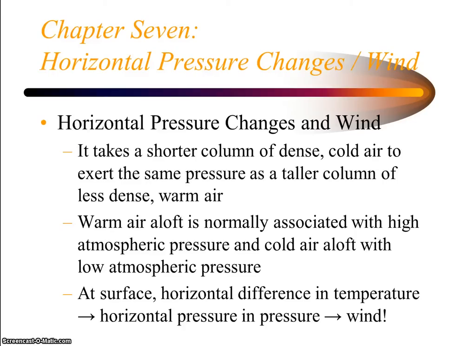It takes a shorter column of dense cold air to exert the same pressure as a taller column of less dense warm air. Warm air aloft is normally associated with high pressure, and cold air aloft is normally associated with low pressure. This is aloft above your head. Down here at the surface, it is horizontal differences in temperature that produce horizontal differences in pressure, which ultimately results in the air moving around, which we commonly call the wind.